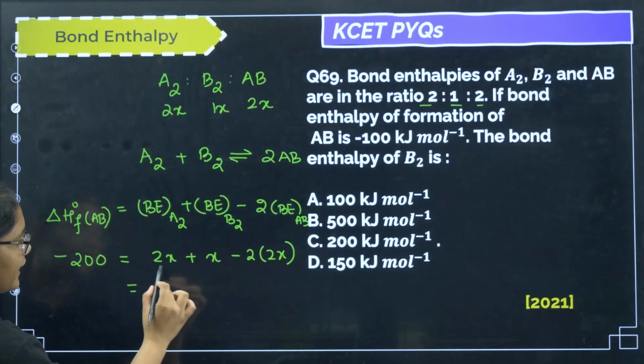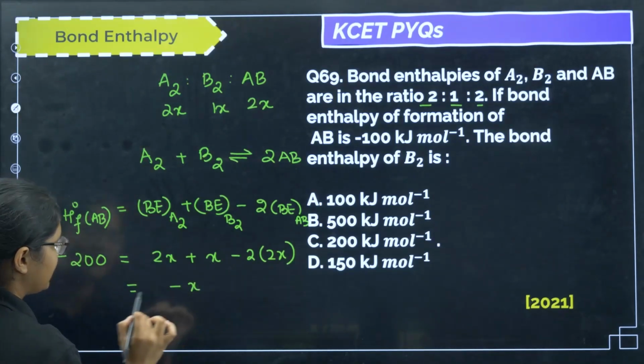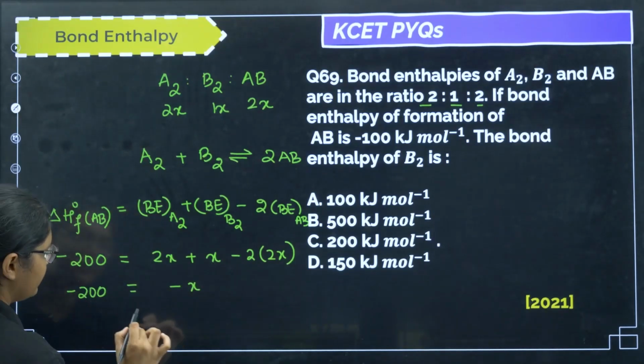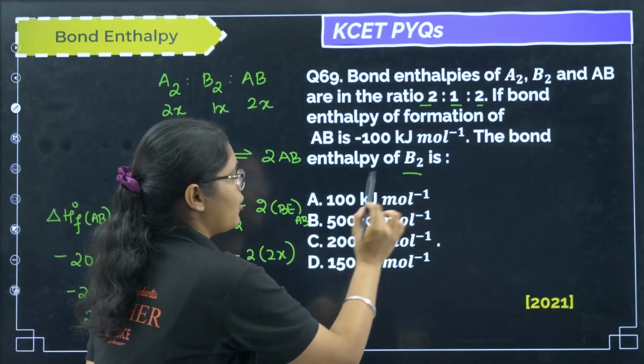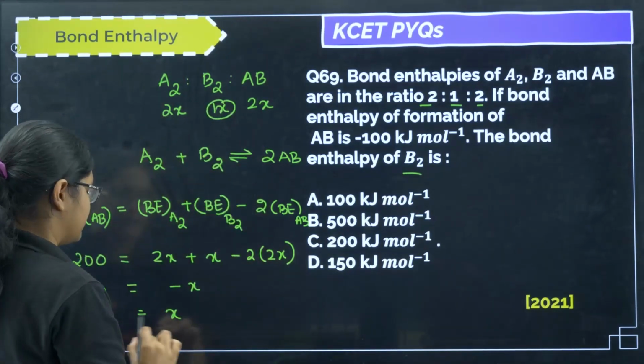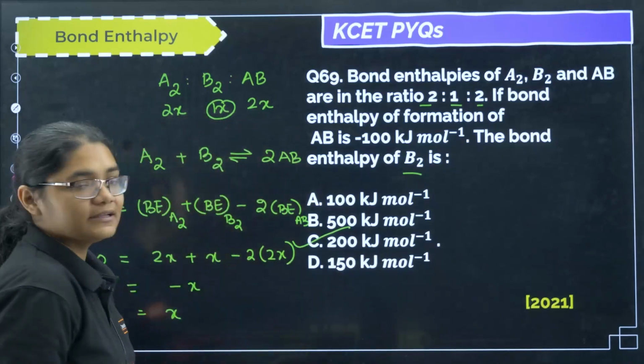Okay. So what will I get? 3x minus 4x minus x, and that is minus 200. So what is the x value? 200. The question asks you to calculate the bond enthalpy of B2, which is x, and that is 200. So option number C here.